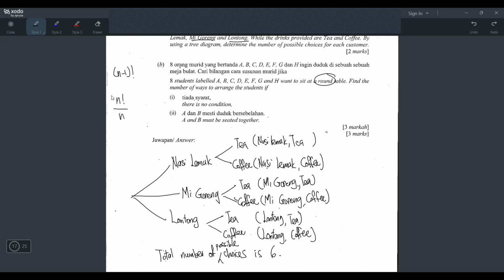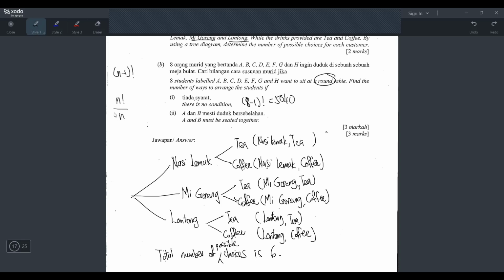But sometimes if it's a bracelet ataupun necklace question, you have to divide 2. But this question, I don't think it's a bracelet necklace question, so you don't have to do that. So for no condition, it will just be 8 students, 8 minus 1 factorial, right? So what will you get? Let's press the calculator. 5040. So that's the answer. But if you want to use the other formula, can also. You press 8 factorial divide 8, but you will get the same answer.